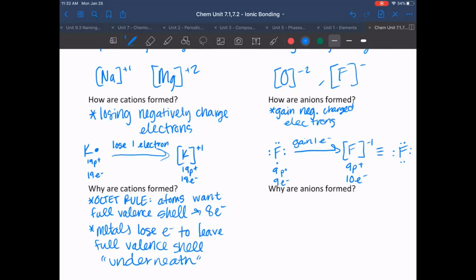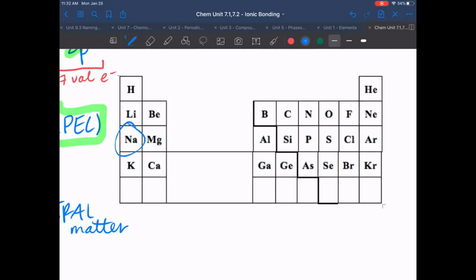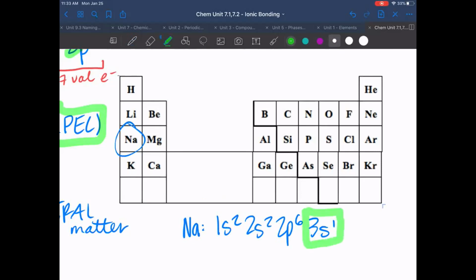All right, so what do I mean that they lose electrons to leave their full valence shell? Thinking about this, I'm going to do this work up here with the table. Let's pick on sodium. Sodium's electron configuration is 1s2, 2s2, 2p6, 3s1. This is just the electron configuration for a neutral sodium atom. What is its valence electron in this configuration? 1, right? It's the 3s1, because the 3 is the highest principal energy level and there's only one electron. So if it loses this, we are left with 1s2, 2s2, 2p6. This is now its valence shell, right?